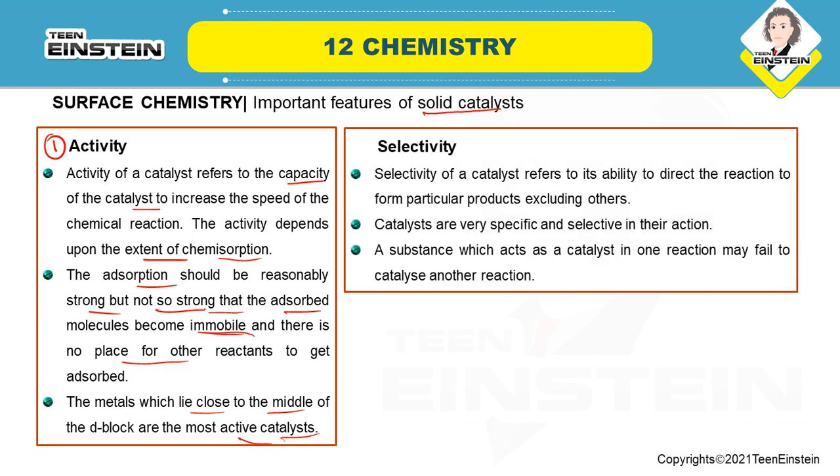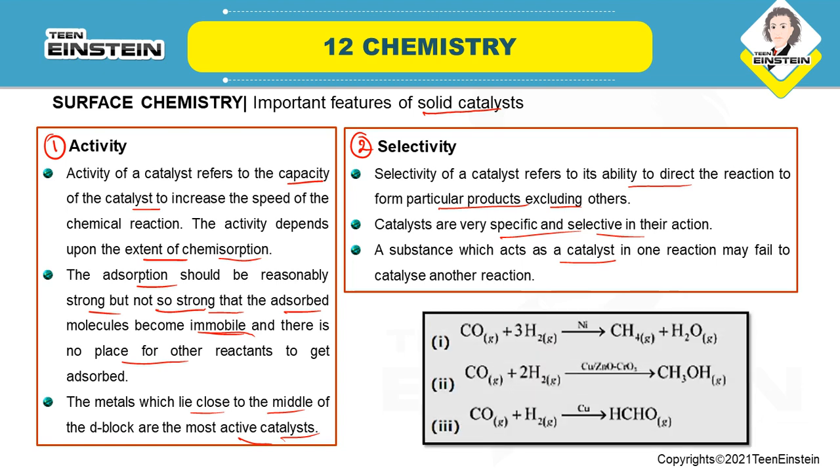The second point is selectivity. Now this is very important, an important characteristic of a catalyst. Selectivity means the ability to direct the reaction to form particular products excluding others. So it is selective for some reactions. There is some specific catalyst for some specific reaction, so they are very specific and selective in their action. A substance which acts as a catalyst in one reaction may fail in another reaction, because it is specific only for that reaction. So that is why it is specific.